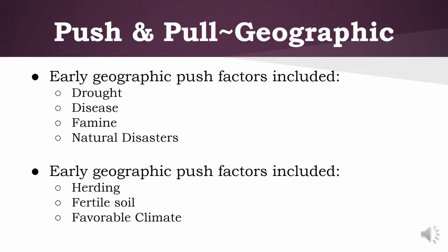It should say early geographic pull factors included herding, like going where there was better herding opportunities for cattle, more fertile soil. So like the Greeks, where you have 80% of your soil being rocky mountainous region, you're going to want to move somewhere where you have better favorable climate and soil to grow your crops on. So that's going to be a large motivator.